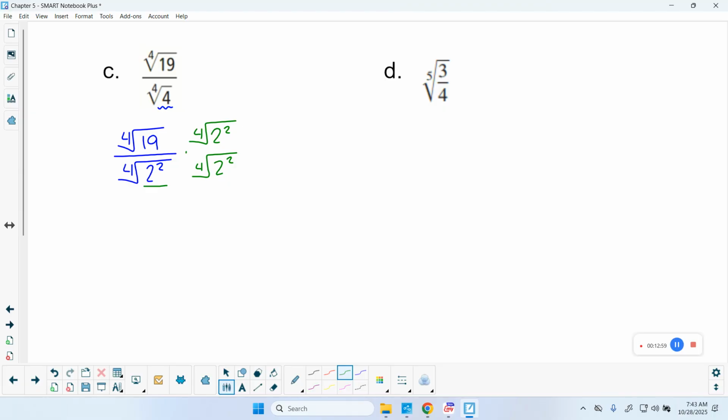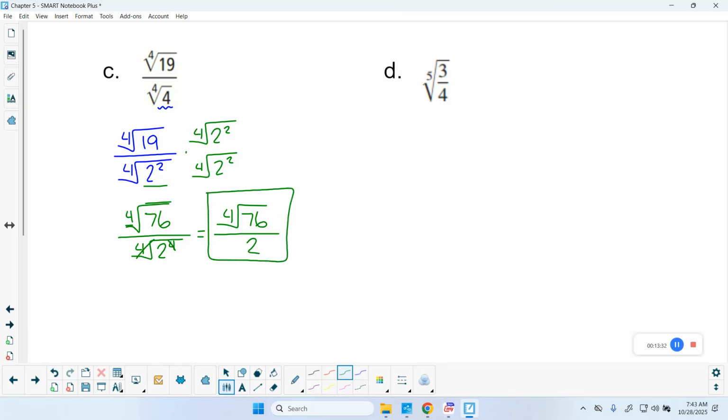We are going to multiply 19 times 2 squared. So that's just 19 times 4, which is the 4th root. Let me rewrite that, sorry. That's going to be the 4th root of 76. And we will divide that. 2 squared times 2 squared gives us the 4th root of 2 to the 4th. Because 2 plus 2 is how we get 4. Well then, the 4th root and the power of 4 cancels. So we are going to get the 4th root of 76 all divided by 2.